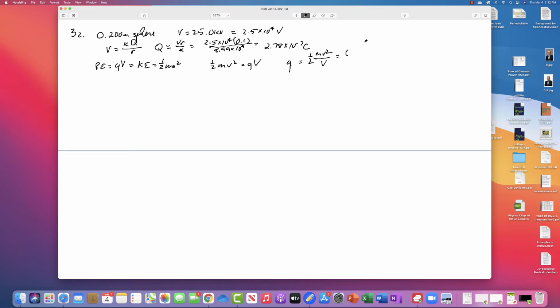And so the mass here was 0.1 milligrams, which is 0.1 times 10 to the minus 6th kilograms. We got to move everything into the right units. It's 10 meters per second, and that's divided by 2 and divided by the voltage, which is 2.5 times 10 to the 4th volts. If you do the math here, you get 2 times 10 to the minus 10 coulombs of charge.